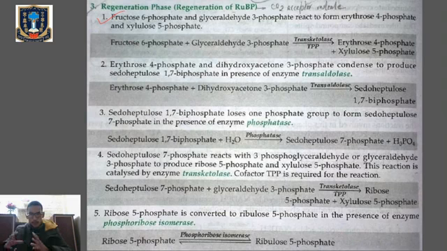So these are the products which will be formed from the fructose 6-phosphate and the glyceraldehyde 3-phosphate by the help of the enzyme transketolase, where TPP is the cofactor. Okay, now in the next one, the erythrose 4-phosphate and dihydroxyacetone 3-phosphate will condense to produce sedoheptulose 1,7-biphosphate in the presence of the enzyme called transaldolase.